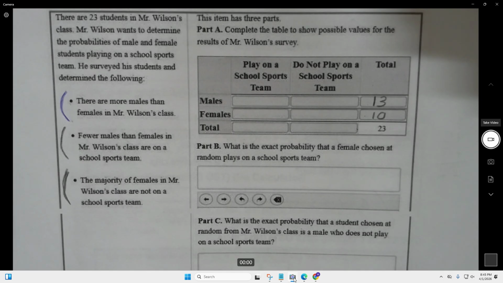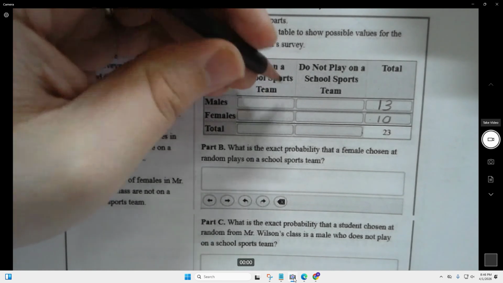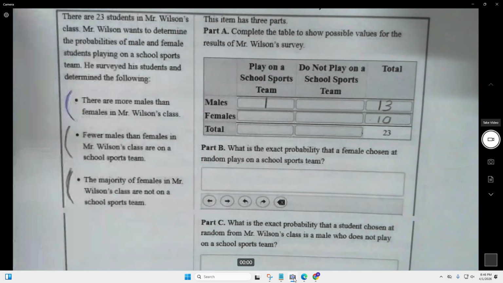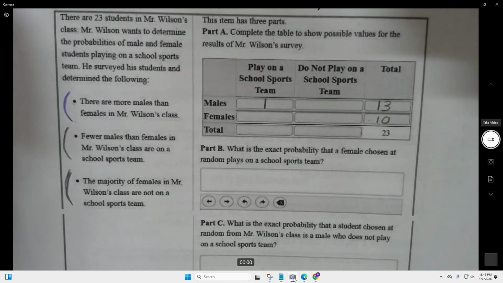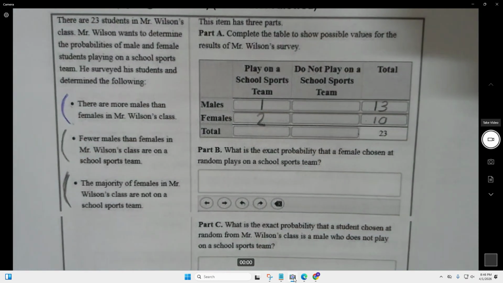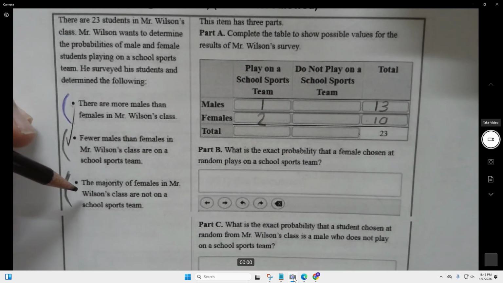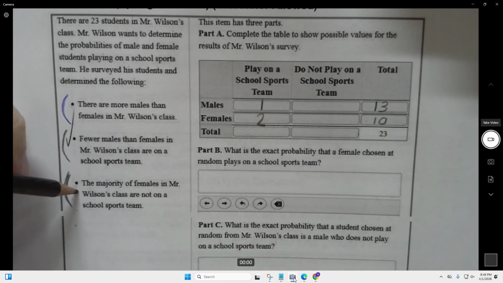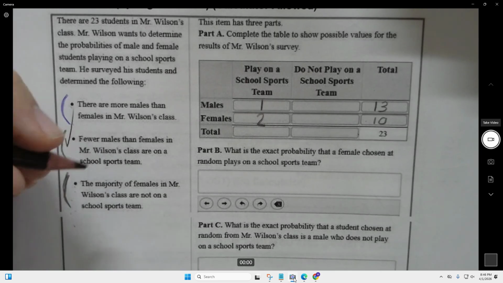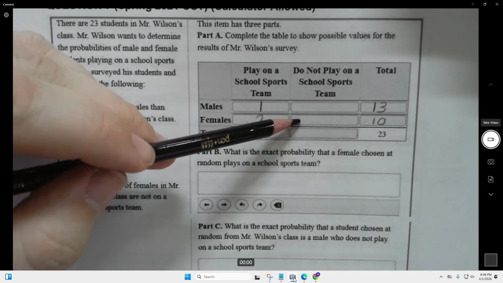Fewer males than females in Mr. Wilson's class are on a school sports team. Okay? So let's say that 1 male is on a sports team. 2 females are on a sports team. Rule satisfied. The majority of females in Mr. Wilson's class are not on a school sports team. Great. That means that this needs to be smaller than this.